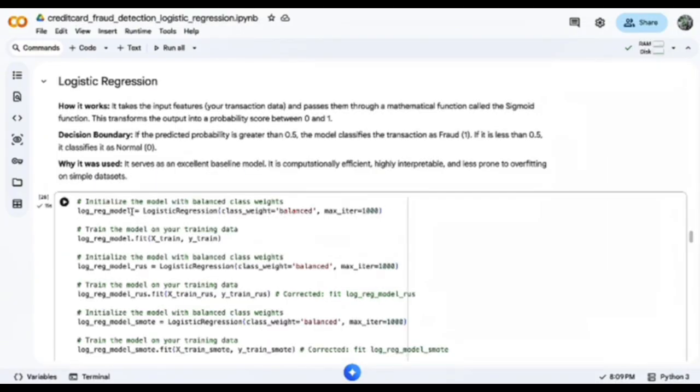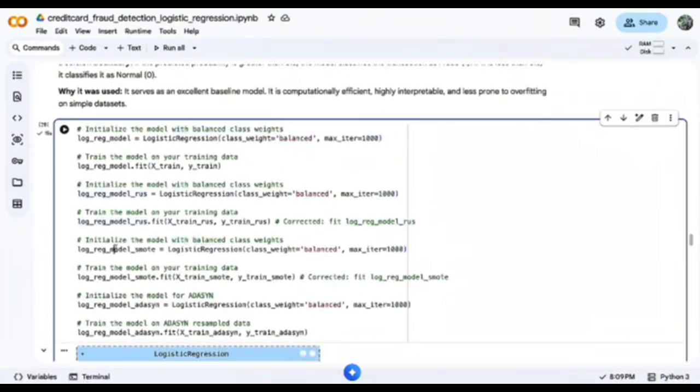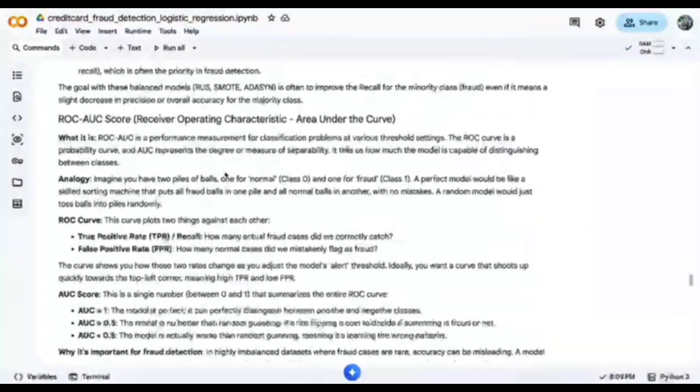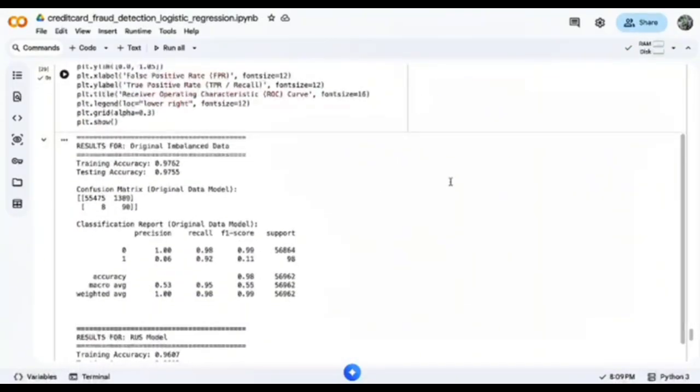We have initialized our logistic regression models from the logistic regression library. Here, we use two parameters: class weight as balanced and max iter as 1000. We have initialized four models according to the four datasets. That means the raw one, the RUS balanced one, the SMOTE balanced one, and the ADASYN balanced one. And we train all these four models. After training, we got the evaluation metrics for each model. As evaluation metrics, we get the training accuracy of each, testing accuracy of each, and the precision value, recall value, and F1 score of each model.